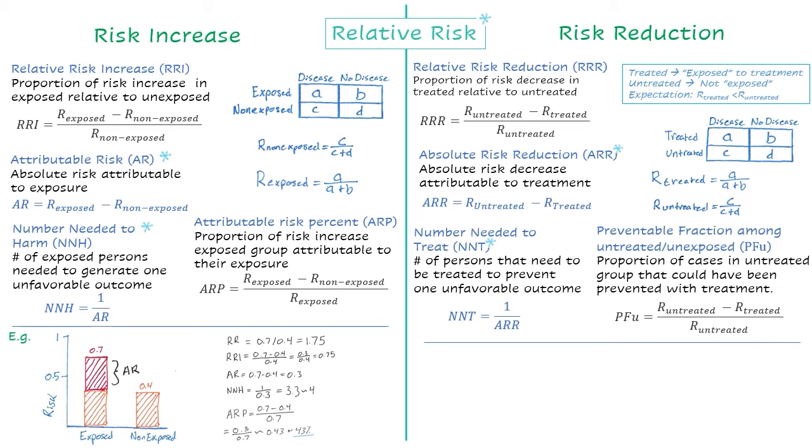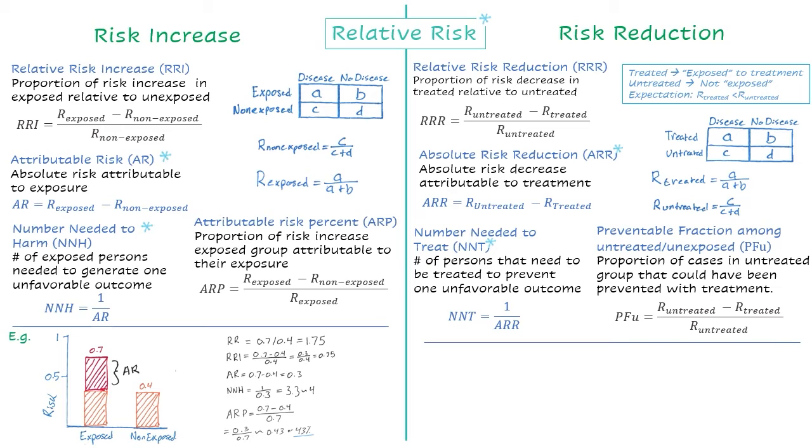The counterpart of risk increase is risk reduction. We use measures of risk reduction when we expect that the exposed persons will have less risk than non-exposed persons. In this context, we can say that exposed persons are treated in that they were exposed to the treatment. Relative risk in regards to treatment or a protective factor communicates the proportion of risk in treated relative to untreated, and so is expected to be less than 1.